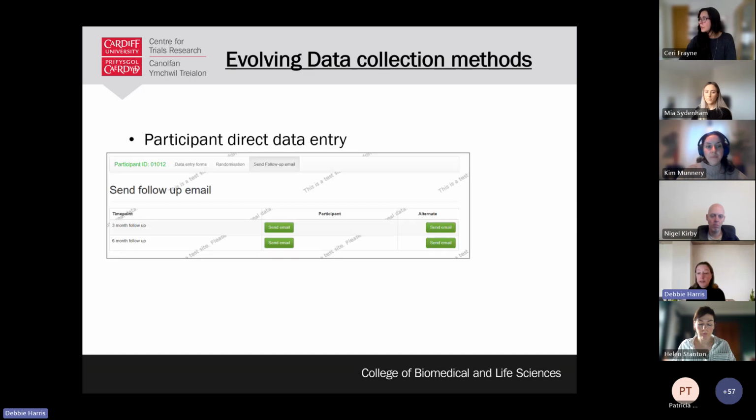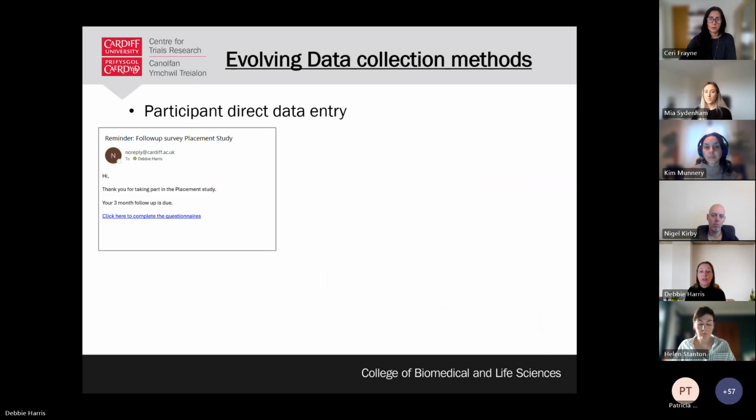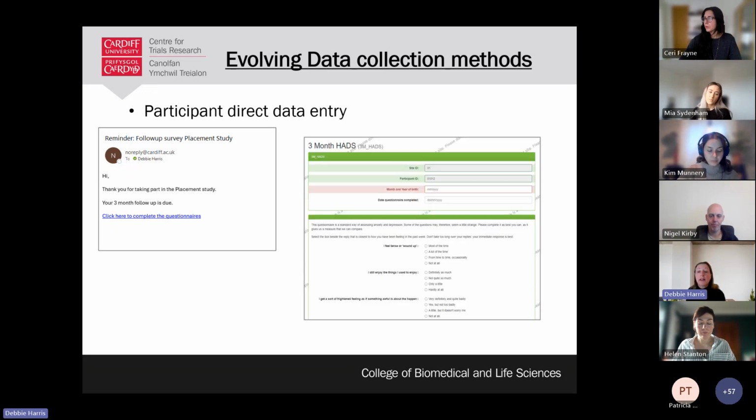So this is an example of how this looks in our databases. If an email address has been provided by either the participant or, in the case of this study, an alternative contact, the forms can be sent by the click of a button. The system will then show if an email has been sent and when. The participant will then receive an email, and within the email is a link to be clicked on. Once you click this link, this then opens the questionnaire for completion by the participant directly into the database.